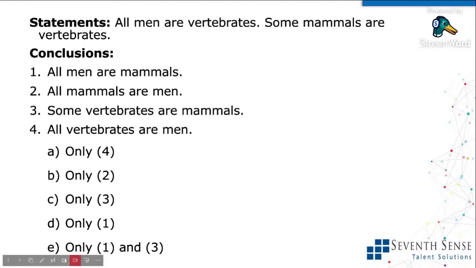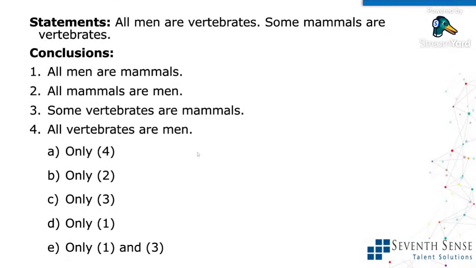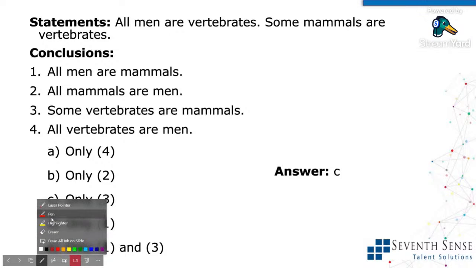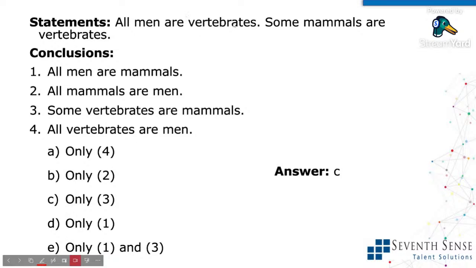Okay, very good, guys. So many of you are going with option C. So we'll quickly see that. So is it option C? Yes, it is option C. So let's quickly analyze this. All men are vertebrates. Some mammals are vertebrates. Okay. All men are vertebrates.